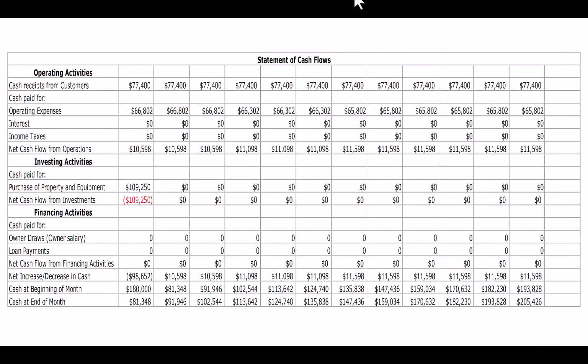Here's my cash flow statement from my coffee house. You can see the 3 sections: the operating activities, investing activities, and financing activities. Operating activities is just my day-to-day income. It's my coffee sales and my baked goods sales. That's the cash I've received from my customers. And remember, my sales were consistent over all 12 months. These are the operating expenses.